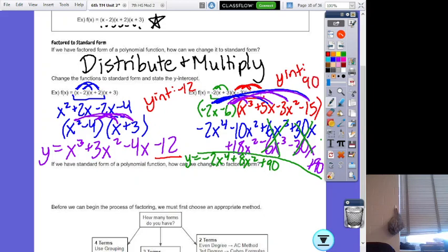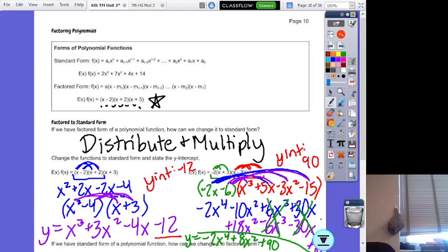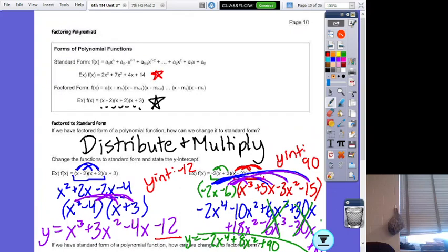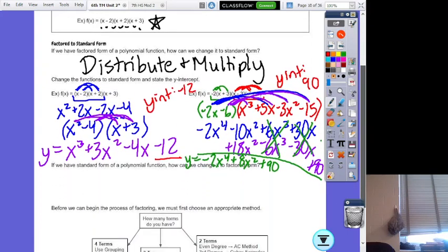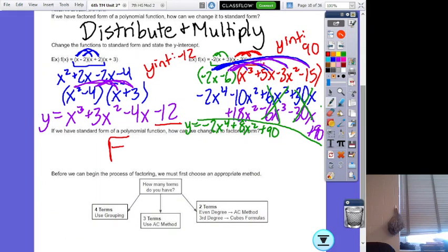Okay. Now, this is kind of a trick question. It's not meant to be, but it's a trick question in the sense that the answer is so easy that it seems hard. Okay. If we have standard form of a polynomial function, how do we change it to factored form? If I give you standard form, so if I gave you this right here, how would you get to factored form? You factor it. Now that seems like a really hard answer, but that's exactly right. Okay? It's called factored form for a reason.